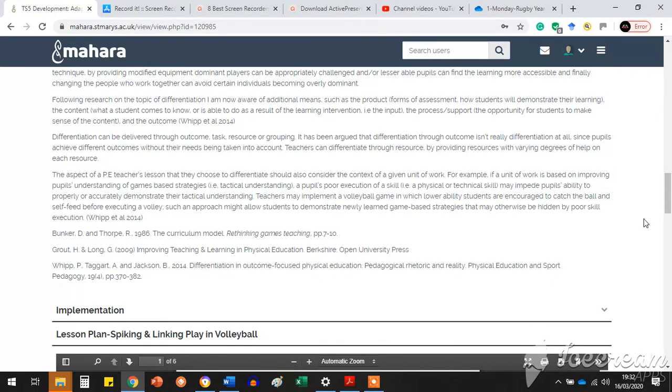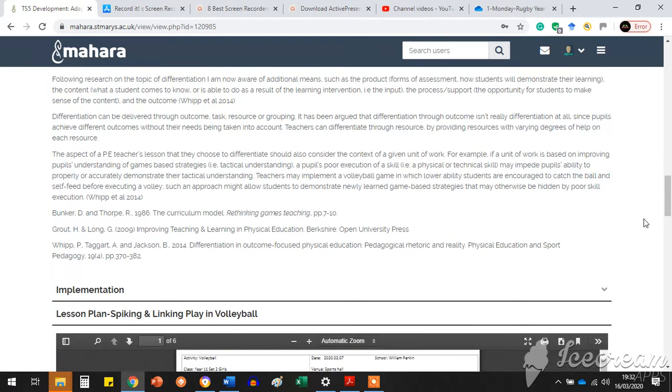So following research on the topic of differentiation, I'm also aware of other means of differentiation, such as the means by which teachers assess pupils, how students will demonstrate that they've actually learned something, as well as the content in terms of how it's presented and what you expect from students. So I've also begun to appreciate that differentiation can be delivered through outcome, task, resource, or grouping.